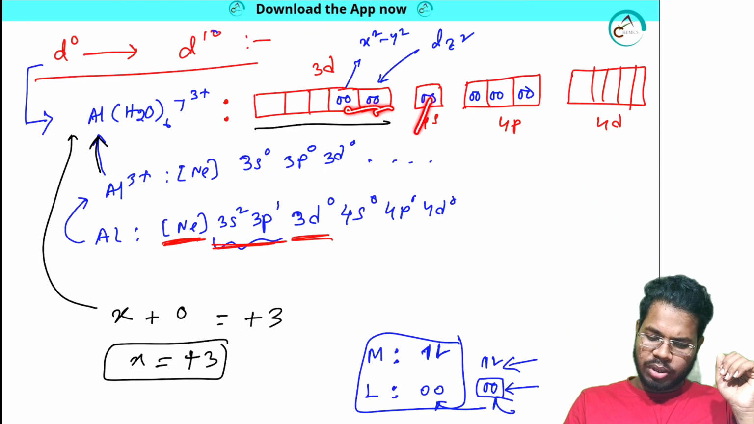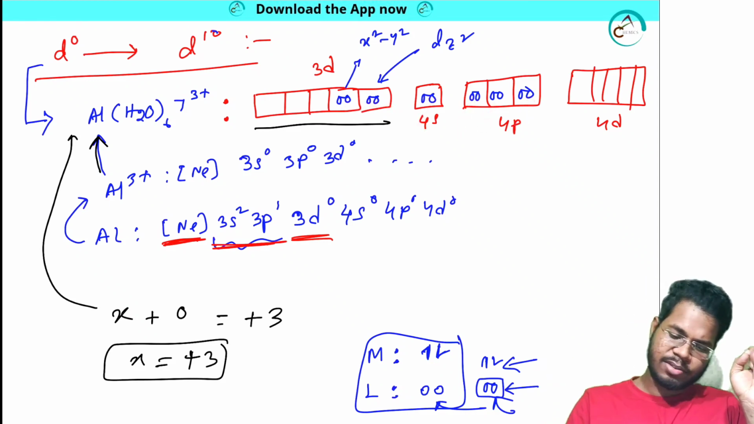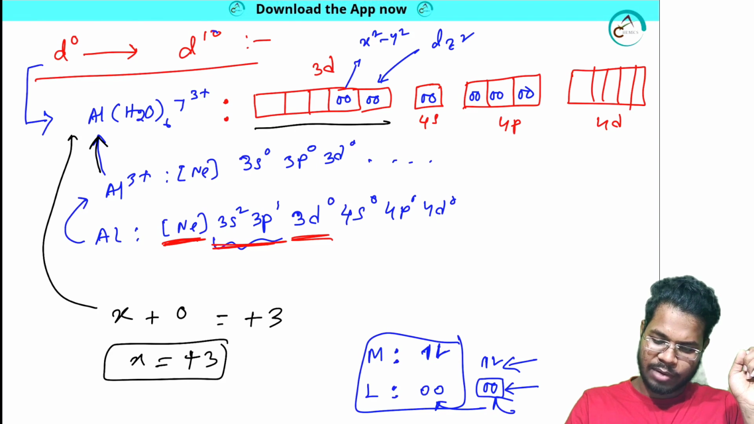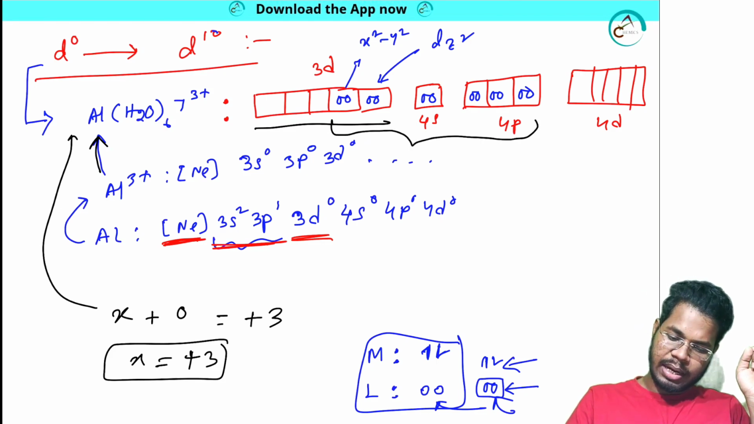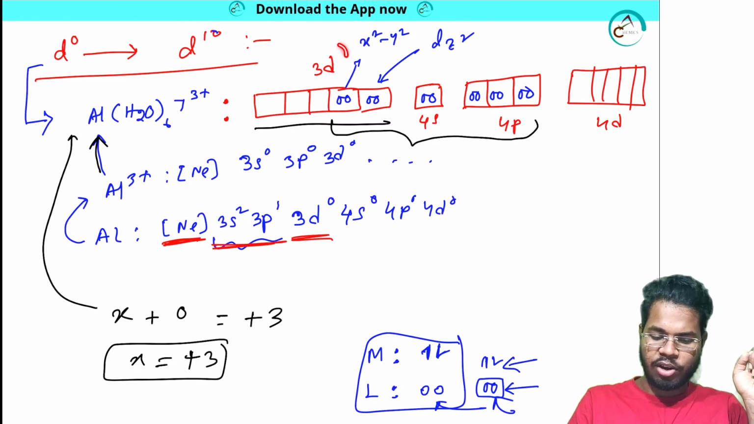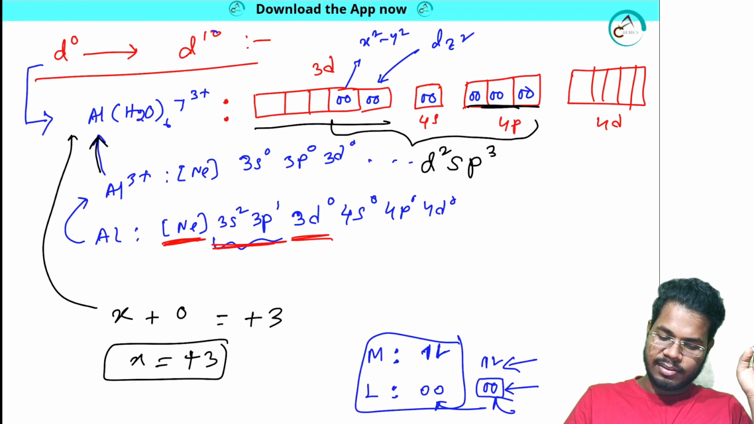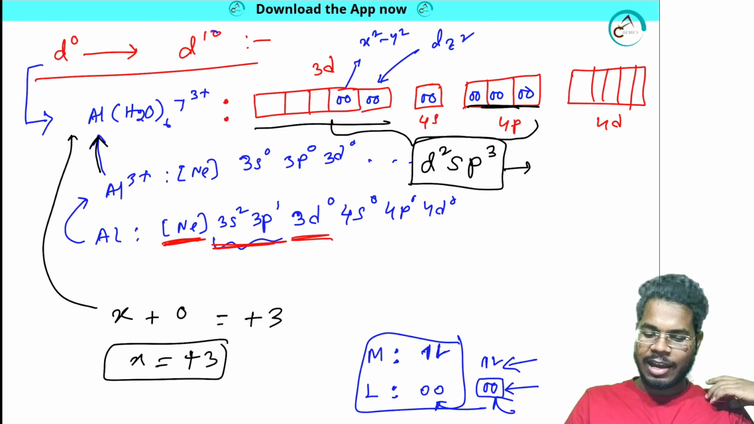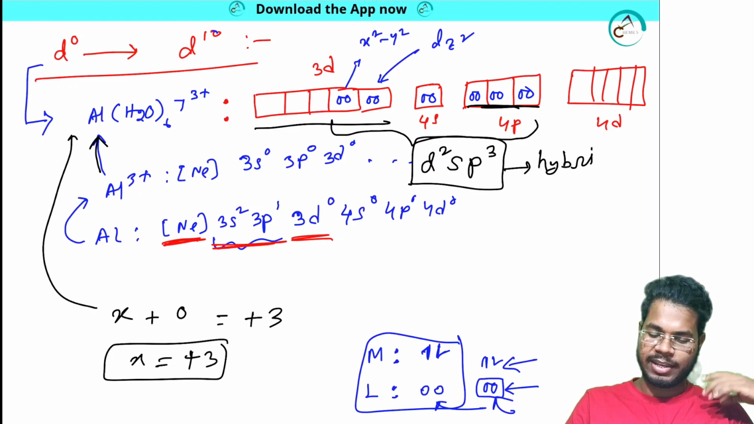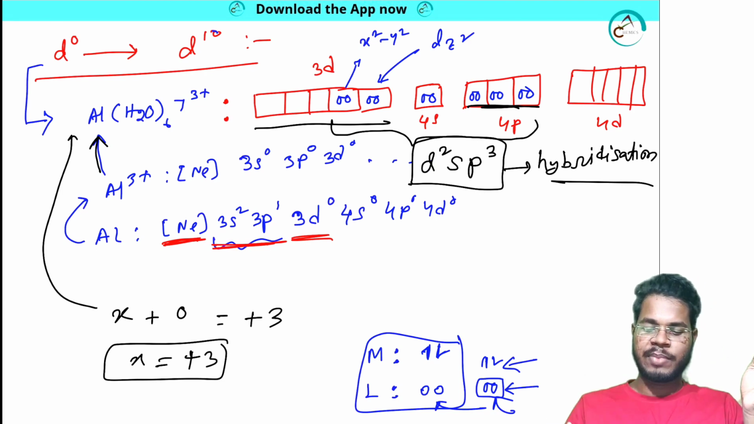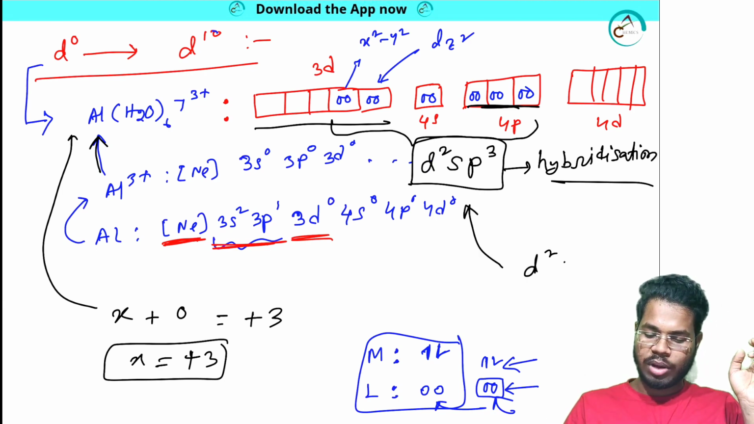So 1, 2, 3, 4, 5, 6, we have used these 6 orbitals. So here we are getting what? Just look carefully. We are getting these 2 like this. So there are 2 d orbitals, there is 1 s, and 3 p, okay, 3p, that means p3, d2sp3. This is called hybridization, and this is all about VBT. So for this octahedral system, you need to know the hybridization should be d2sp3.